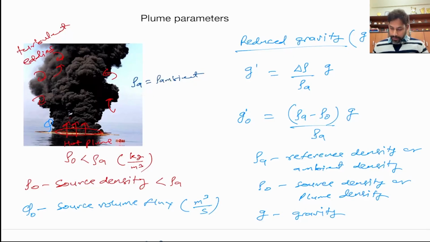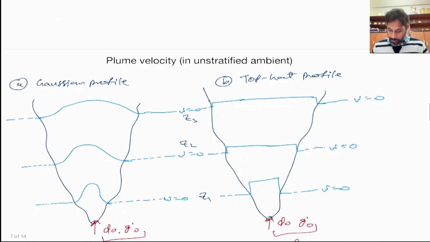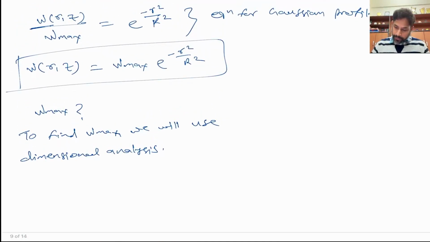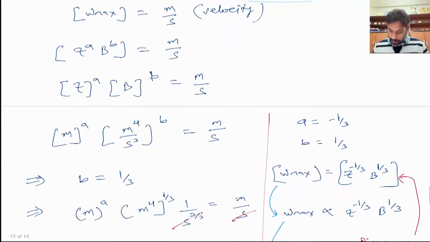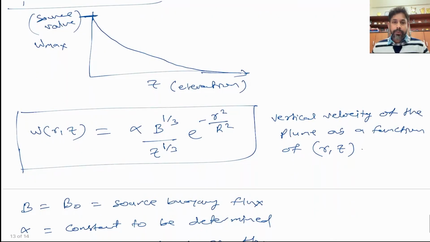Okay, so currently we are solving for plume velocity and other plume parameters. So far we have already derived a formula for plume velocity, which consists of W max and this Gaussian profile, right? In the last lecture we did dimensional analysis and also scale analysis to find this particular equation, which is the vertical velocity of the plume at different radial and vertical axes.